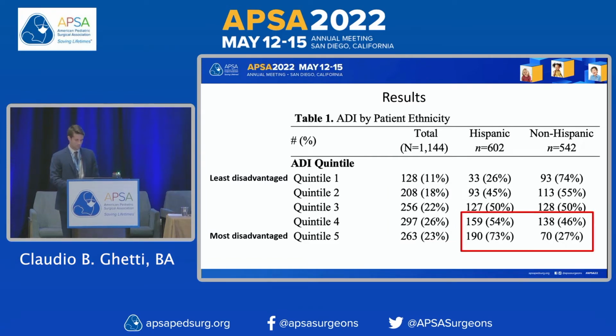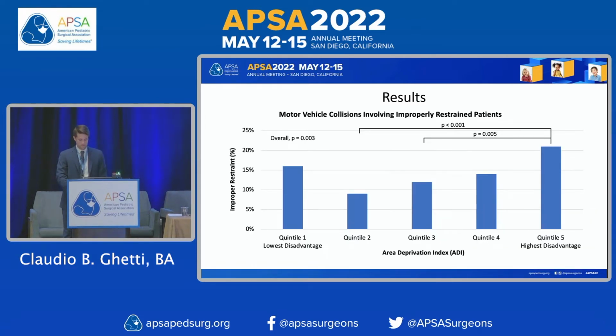Furthermore, I think it's important to highlight that Hispanic patients made up a majority of the most disadvantaged quintiles, quintiles 4 and 5. This graph is a trend in improper restraint use by ADI. If we start at the left, quintile 1, the lowest disadvantage, quintile 5 at the right, highest disadvantage. As you can see, there's a clear trend in increasing improper restraint usage from quintile 2 through 5, although we did note that the second highest rate of improper restraint use was in quintile 1.